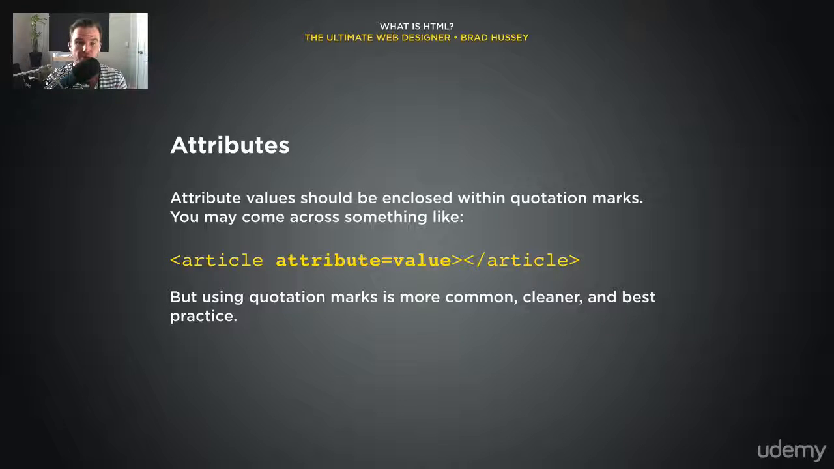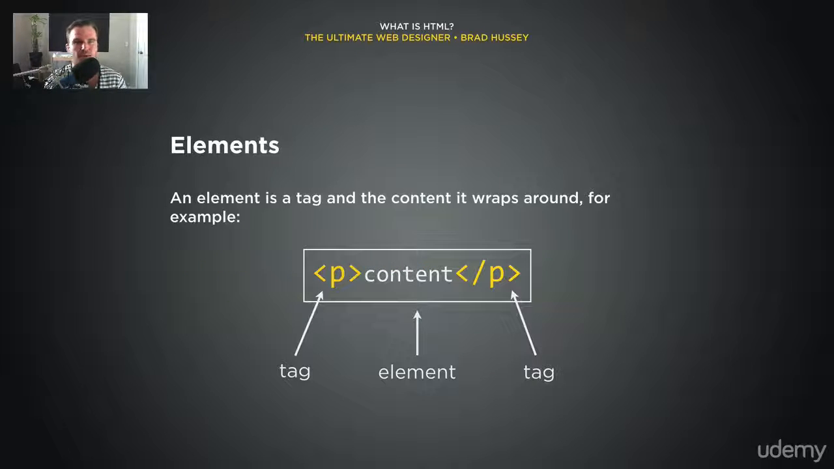You may come across something like this on the web. So we have an article tag, could be any tag really, and an attribute with the value right after, but it's not surrounded in quotation marks. You can do that. Sometimes it's valid, but some browsers don't interpret this properly, so it's usually best practice to add the quotation marks and be consistent.